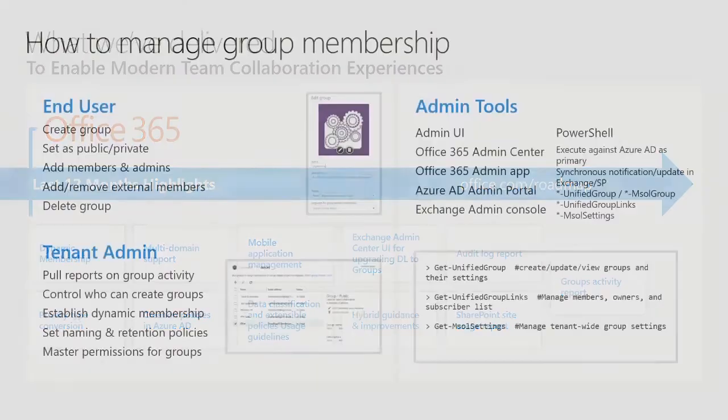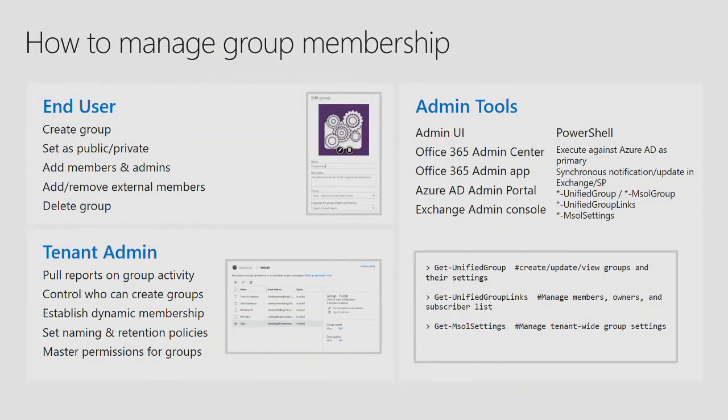groups in your organization. At a high level, there's a set of activities that the end user can manage. This is self-service. The end user can create the group, decide whether it's going to be public or private, add people, delete people, and delete the whole group. Now you, as the admin, have all those same permissions and abilities, but on top of that, you can pull reports based on group activity, you can turn on dynamic membership in Azure AD, and you can set naming and retention policies.